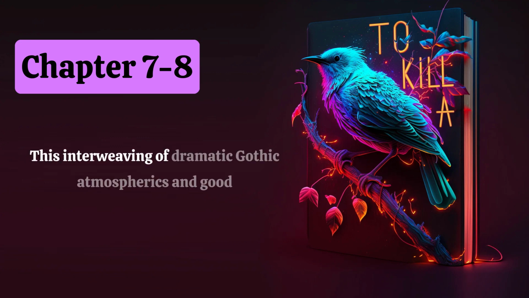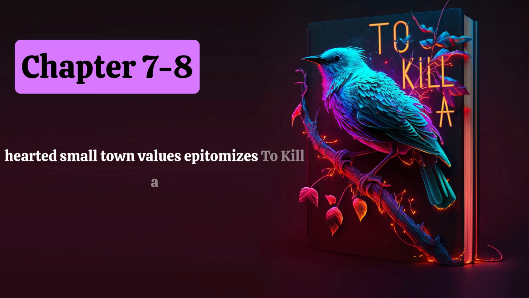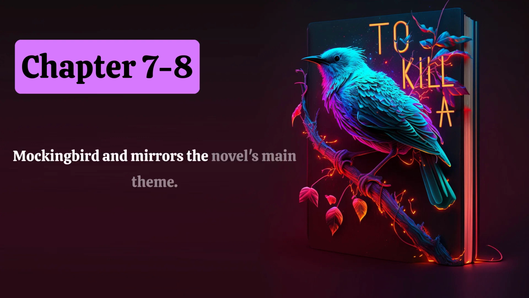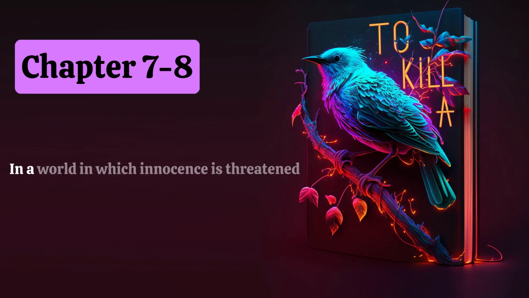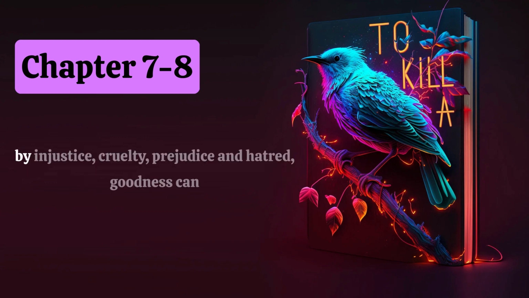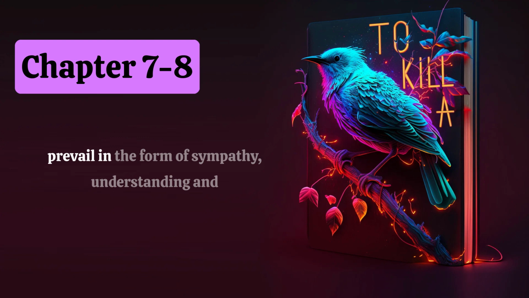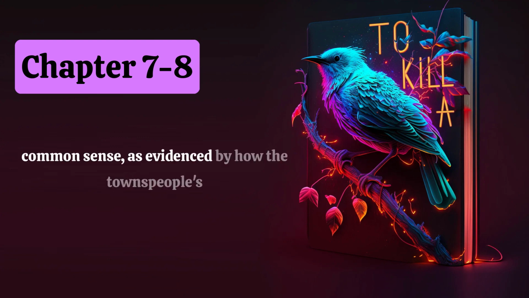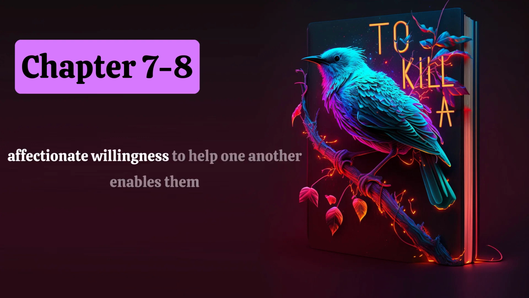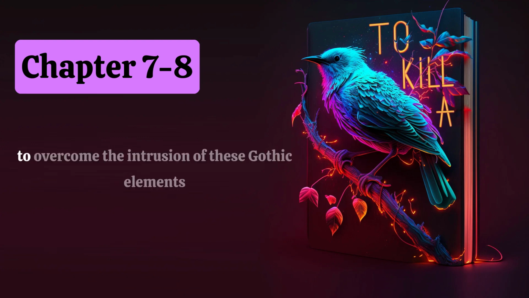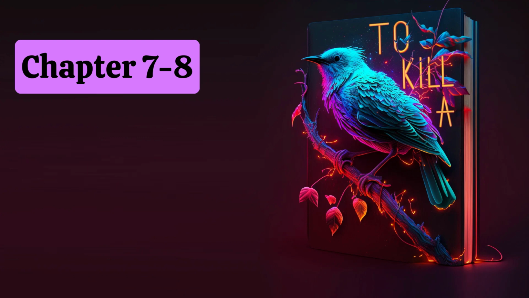This interweaving of dramatic, Gothic atmospherics and good-hearted small-town values epitomizes To Kill a Mockingbird and mirrors the novel's main theme. In a world in which innocence is threatened by injustice, cruelty, prejudice, and hatred, goodness can prevail in the form of sympathy, understanding, and common sense, as evidenced by how the townspeople's affectionate willingness to help one another enables them to overcome the intrusion of these Gothic elements into their simple small-town lives.